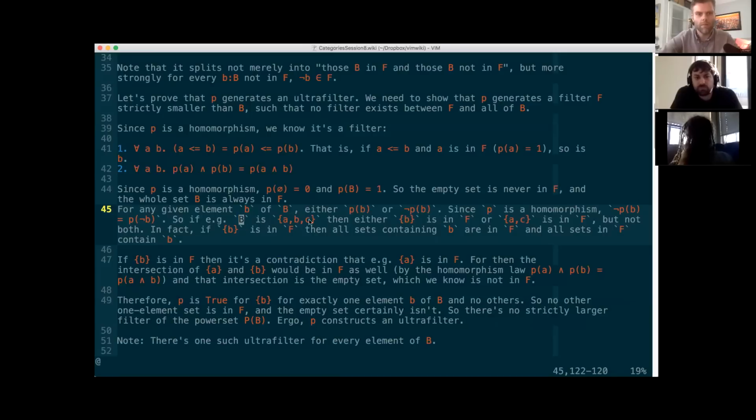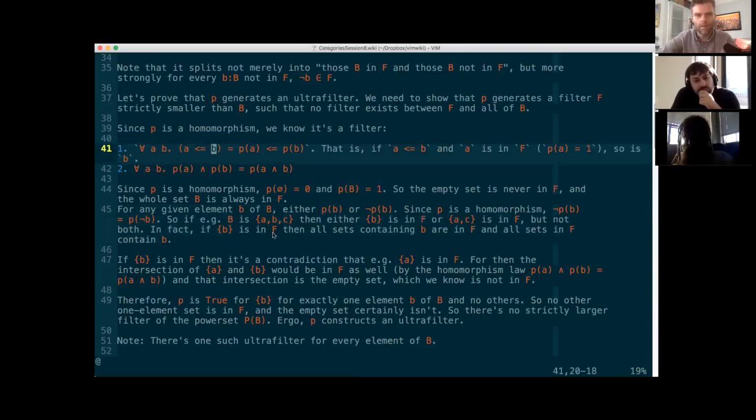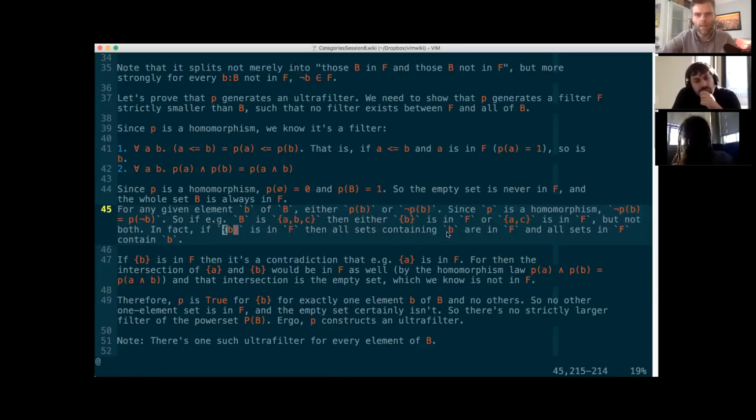So for example, if B is the set ABC, then either the element B, or the single element set B, is in the filter, or the complement, the 2-element set AC, is in the filter, but not both. In fact, if the single element set B is in the filter, then all the sets containing B are also in the filter by 1. So all supersets of the single element set B are also in the filter.